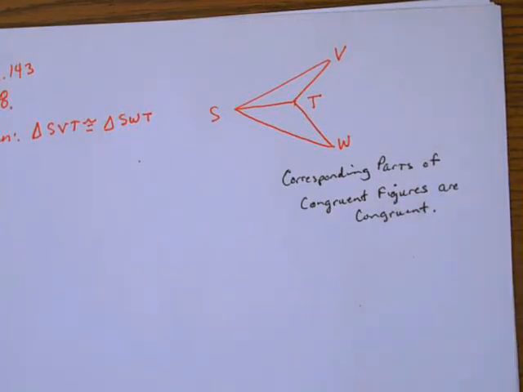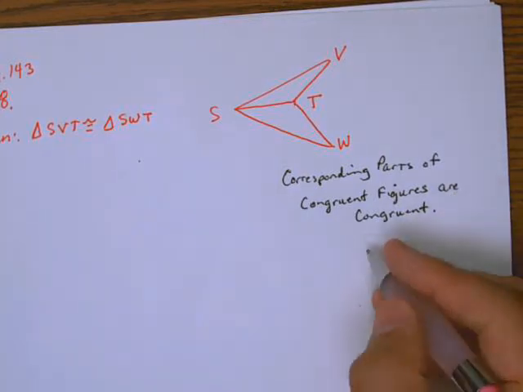Are congruent. Corresponding parts of congruent figures are congruent. Do you remember us talking about that on Tuesday? You actually wrote it. There was a box. If two figures are congruent, then the corresponding sides and the corresponding angles are also congruent. You remember writing that in your notes? That's what this means. So another way to write that is this.